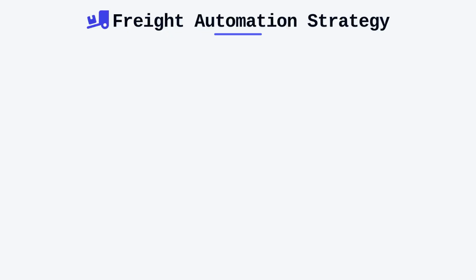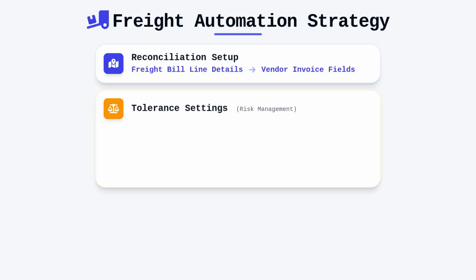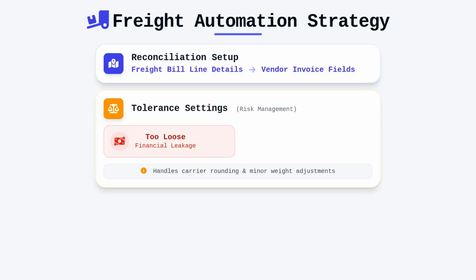Achieving this level of automation requires a disciplined approach to the underlying parameters that govern the matching process. You need to focus on the freight reconciliation setup form, where you map the freight bill line details to the corresponding vendor invoice fields. It is critical to configure your tolerance settings correctly, as these define the financial leeway you allow for discrepancies such as carrier rounding differences or minor weight adjustments. Think of these tolerances as risk management parameters. Setting them too loosely invites potential financial leakage, while setting them too strictly results in an excessive number of exceptions that negate the benefits of automation.